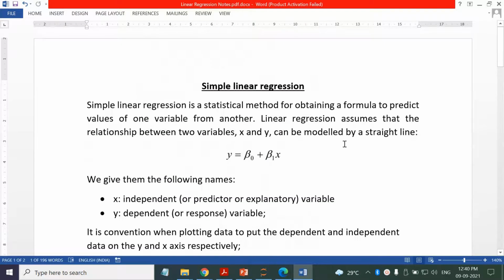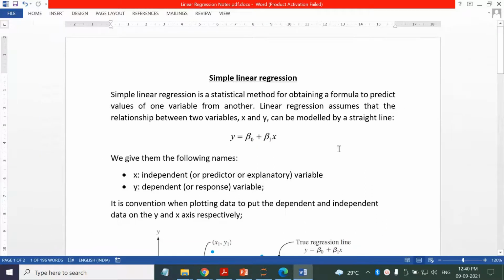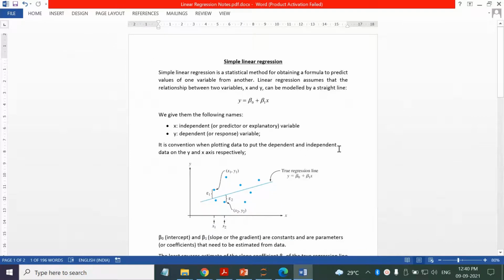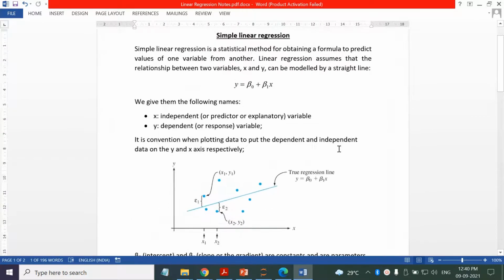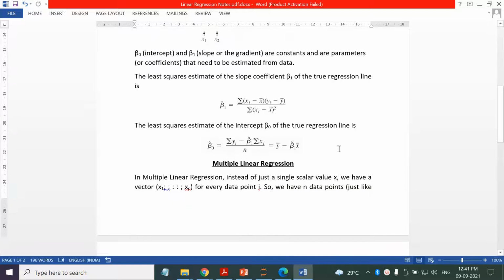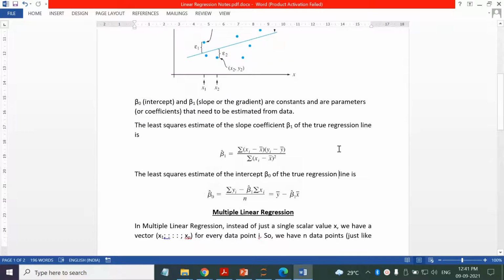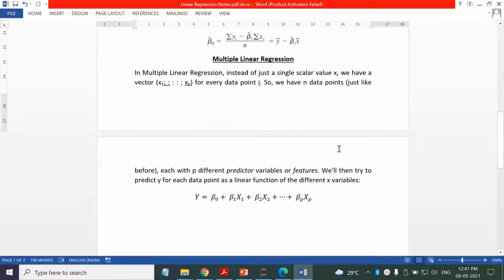Please take a screenshot of this and write it in your notebook. Now you can take a screenshot of the simple linear regression, and a second screenshot. The same theory you can write in our lab practical, the lab theory part, and finally about multiple linear regression.